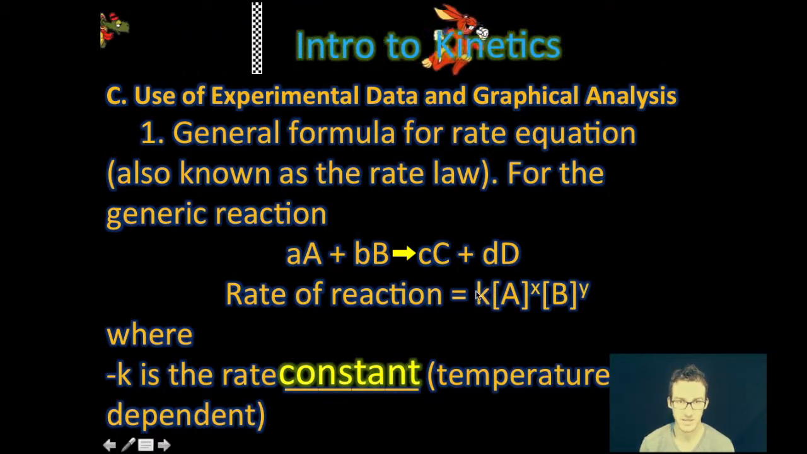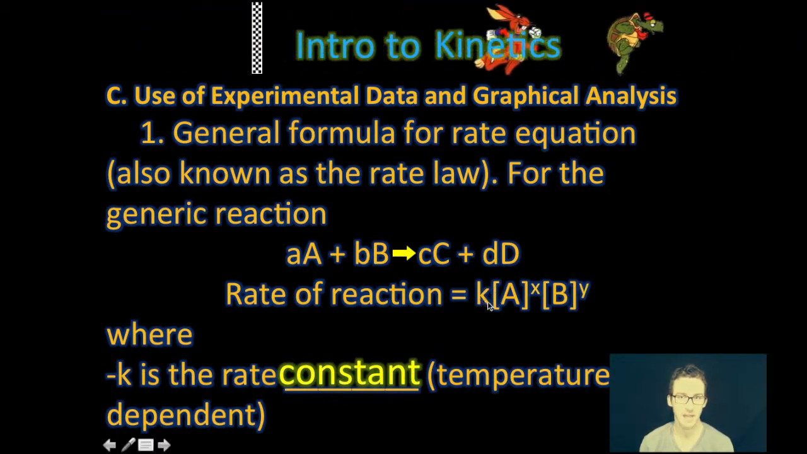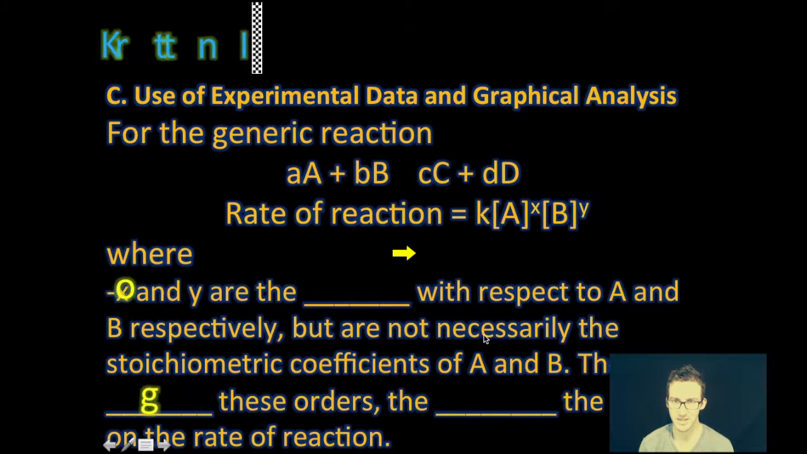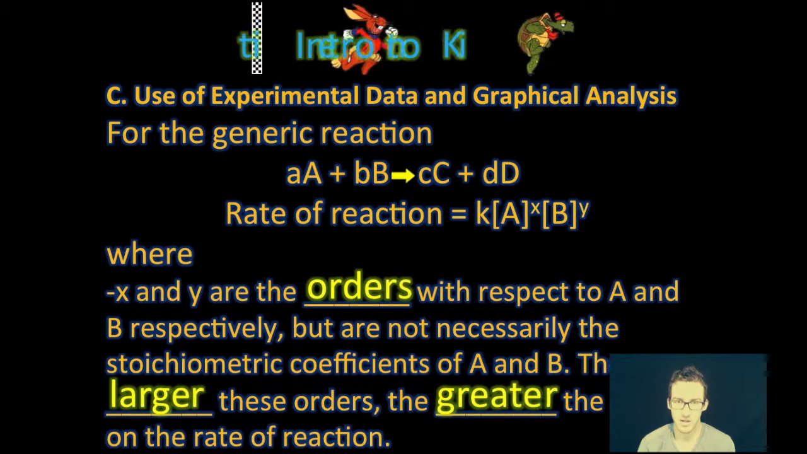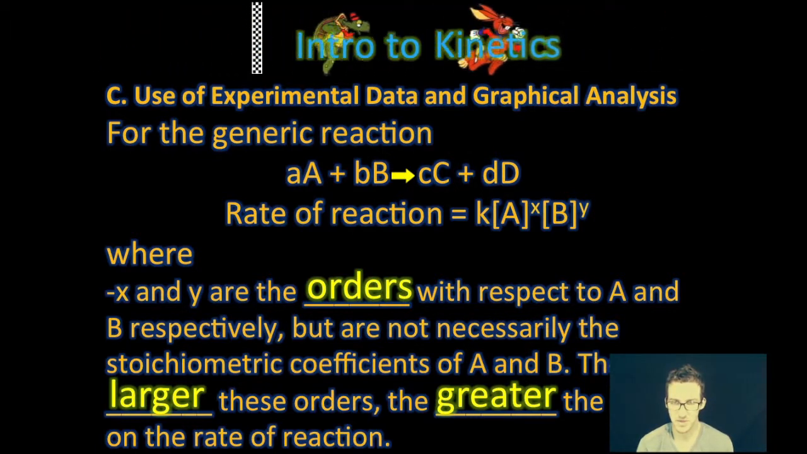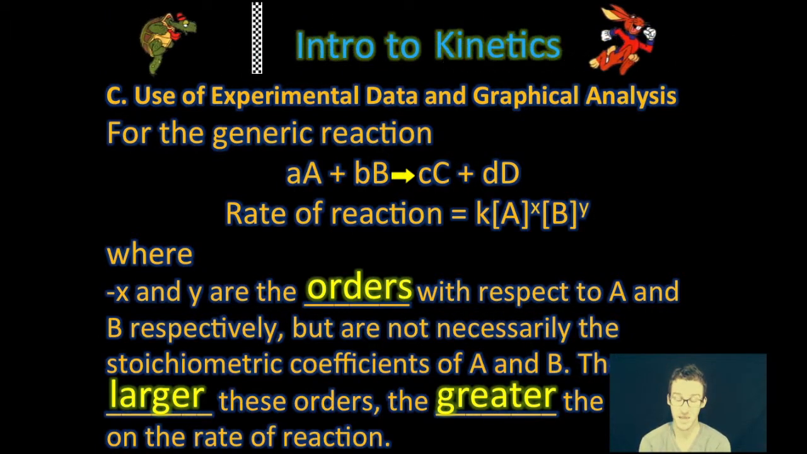We've got the rate constant k times the product concentration of your first reactant times the product concentration of your second reactant raised to these exponents x and y. Again, k represents the rate constant. X and y then are described as the orders with respect to A and B respectively, but note they're not necessarily the stoichiometric coefficients of A and B.